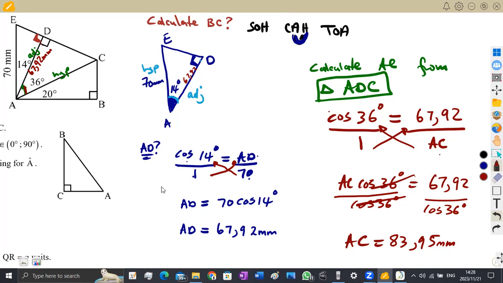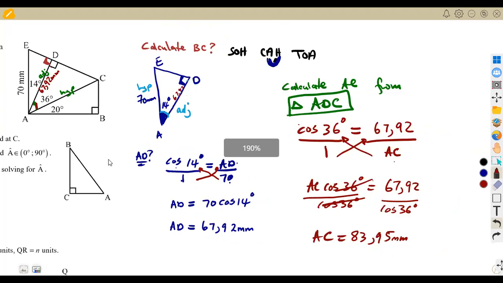Now we can conclude to find the side that you want to calculate, which is BC. So this is our AC, the one that we just calculated, 83.95 millimeters. So we can use this side of AC to find BC because we are now having a right angle triangle, an angle, and a side. Once you have an angle and a side on a right angle triangle, you can calculate the unknown side that you want to calculate.